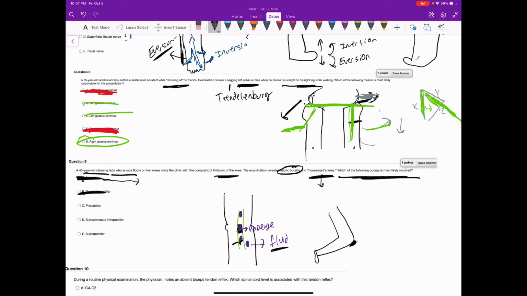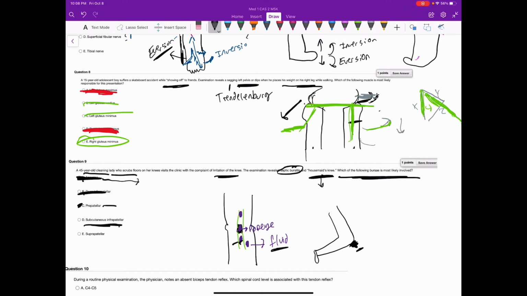Deep infrapatellar is wrong. Prepatellar. What is this one? Okay, what did we say? Where is prepatellar? Prepatellar is literally on top of the kneecap, on top of the patella. So if he's constantly rubbing on the ground, he's going to cause bursitis, he's going to cause inflammation. Housemaid's knee, she's always on the ground, or he's always on the ground, it depends. And they're going to be causing a disruption. This is going to be the answer, prepatellar.